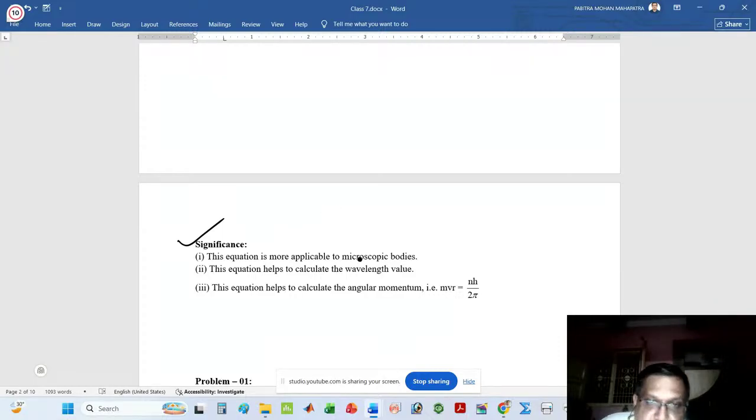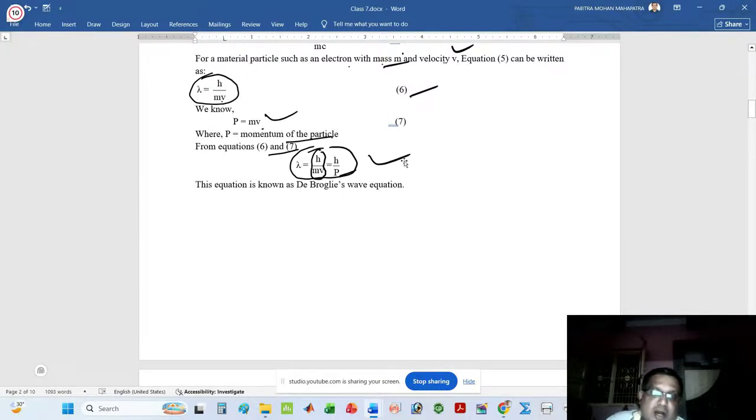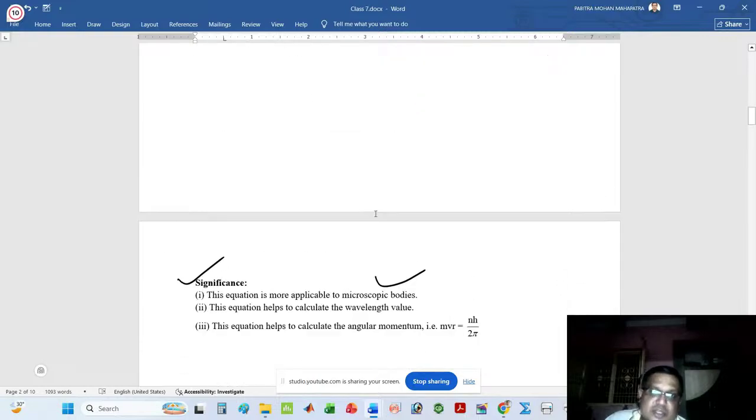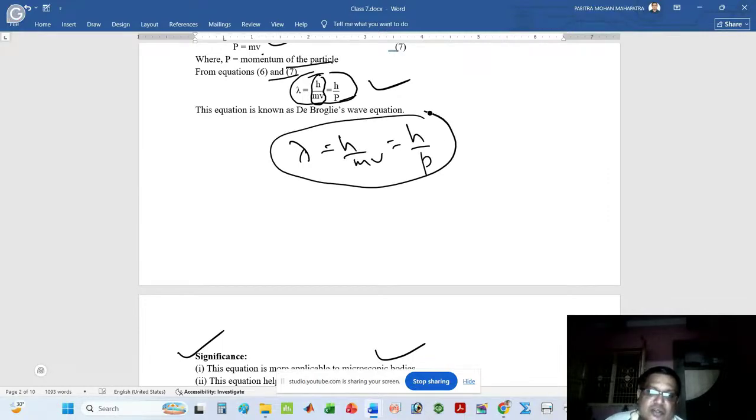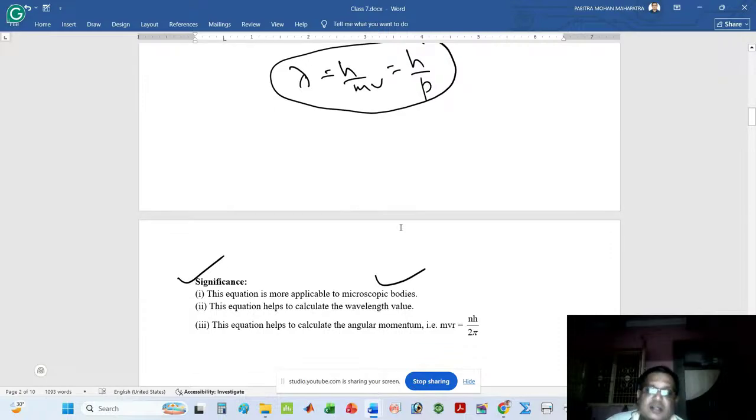This equation is more applicable to microscopic bodies. When you want to measure the wavelength, mass or velocity, then you generally use this equation, lambda is equal to h by mv is equal to h by p. By using this equation, you can easily and correctly calculate the mass, velocity and wavelength of a microscopic body. This equation helps to calculate the wavelength. Already we know wavelength, frequency, velocity, mass, like that.